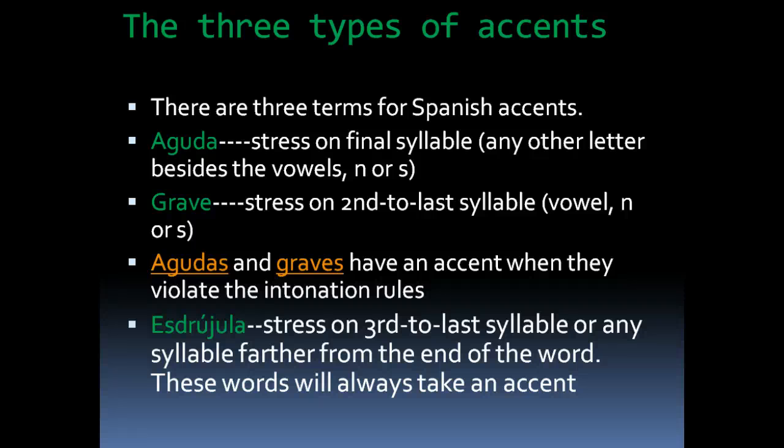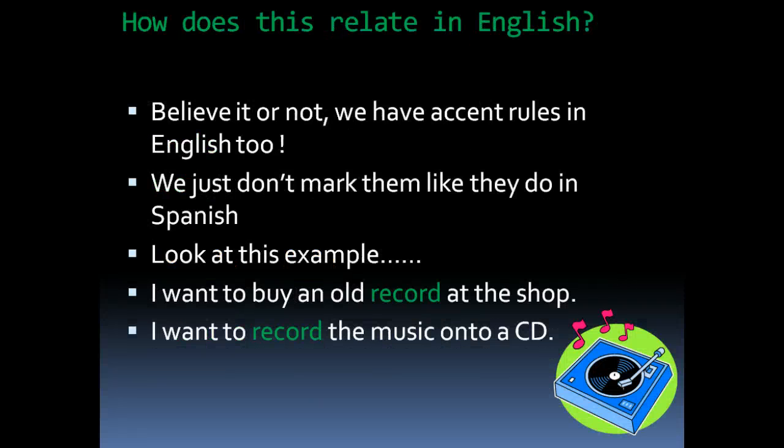Then we also have the esdrújula, where the stress is placed on the third to last syllable, or any syllable further from the end of the word. And those words will always take an accent. Muy bien. How does this relate in English? I always like to put Spanish and English together to see how we can wrap our minds around this.